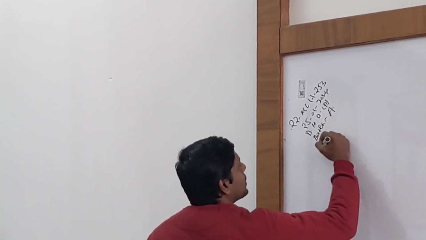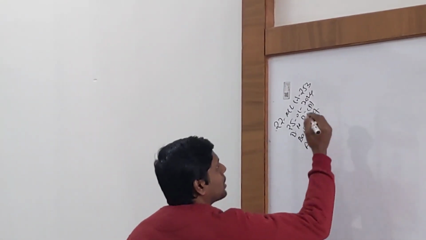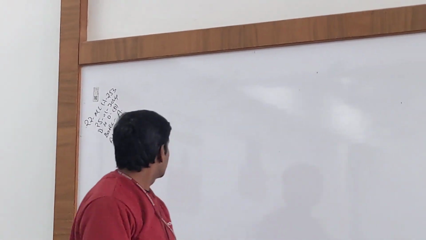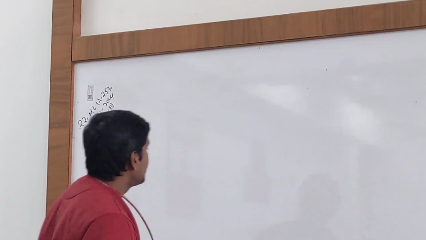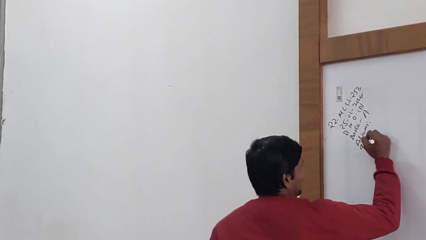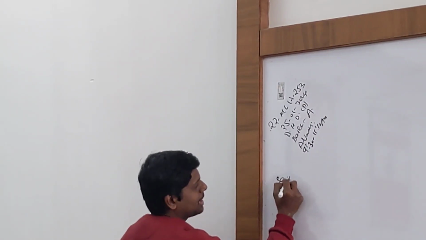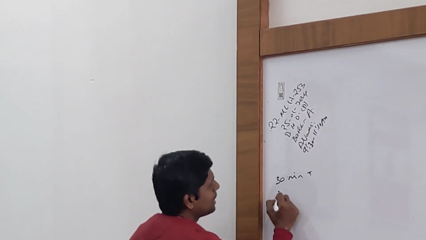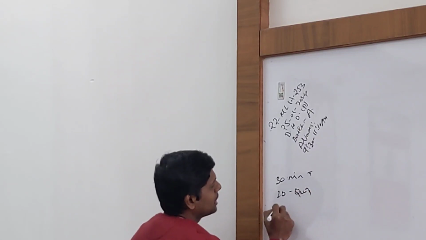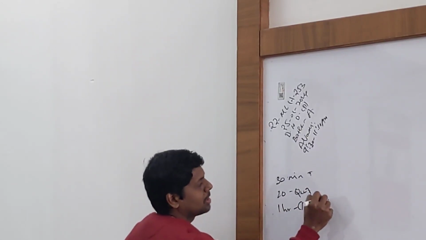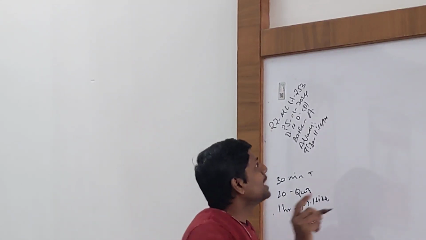Okay. Okay. 11:32. 11:10. This time we have less time actually. First 30 minutes theory, 20 minutes quiz, then 1 hour for practical and viva. That's it. No one will say anything.